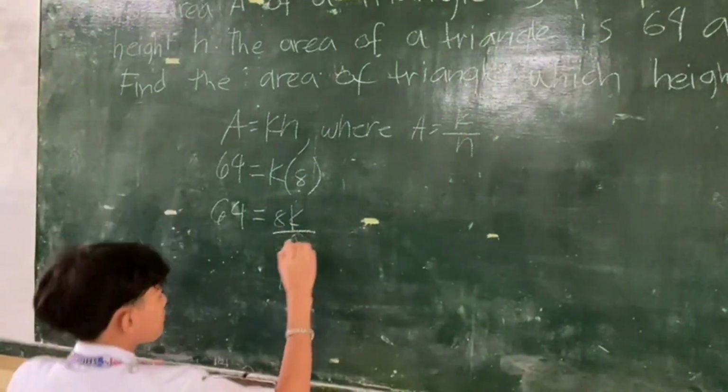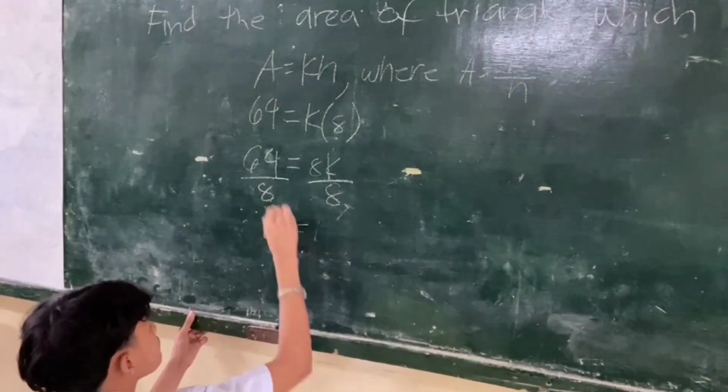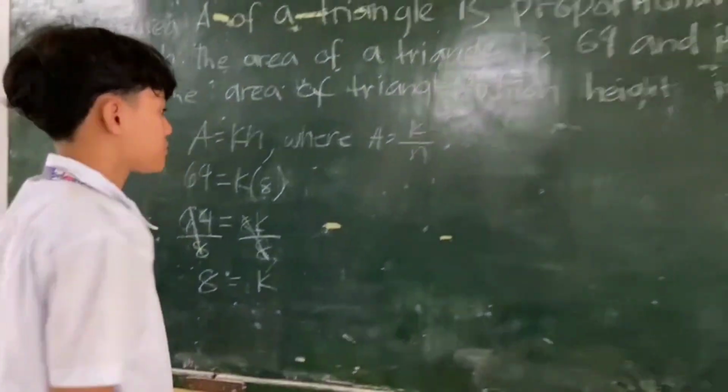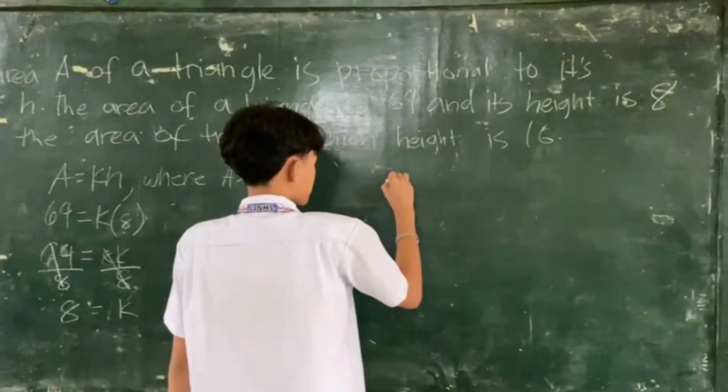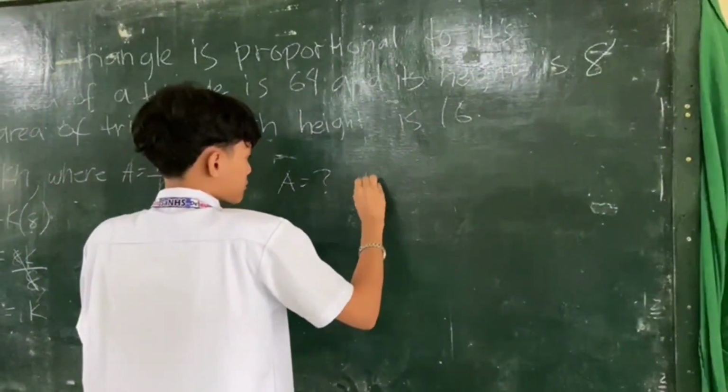We will divide both sides by 8, left and right both sides by 8. So 64 divided by 8 is equal to 8. 8 times K divided by 8, bring down the K because it is 1. So the constant K is 8.